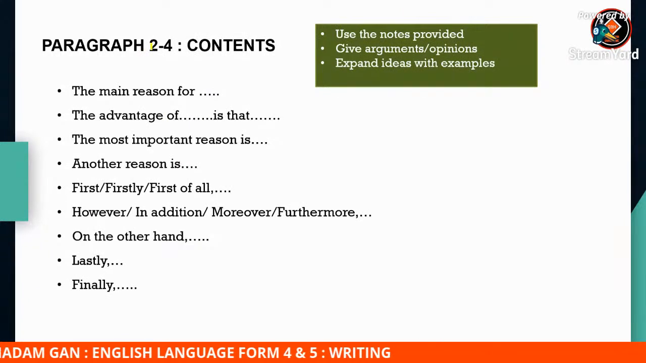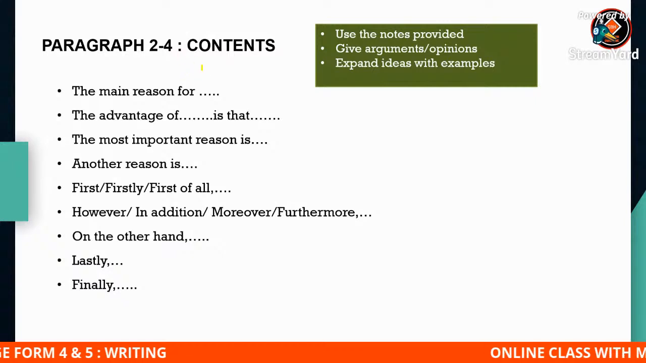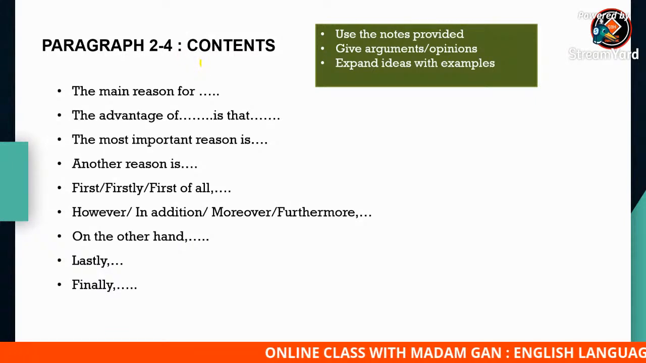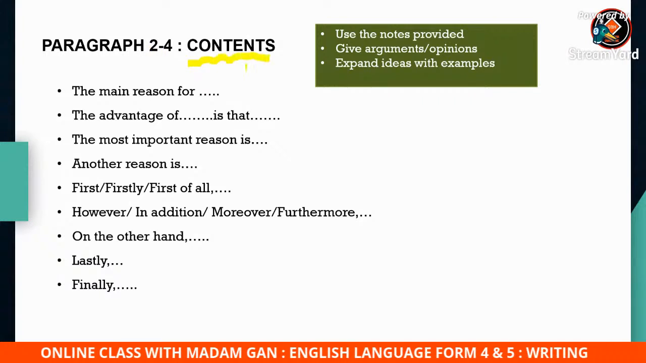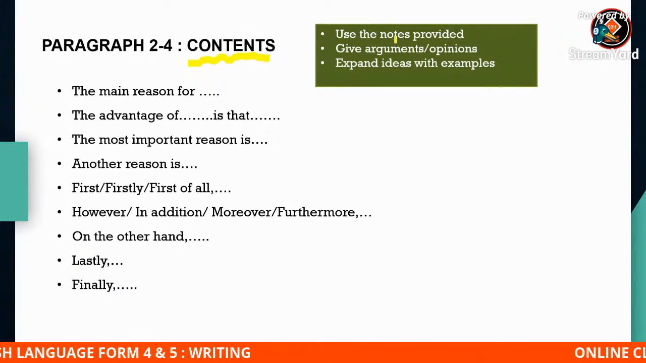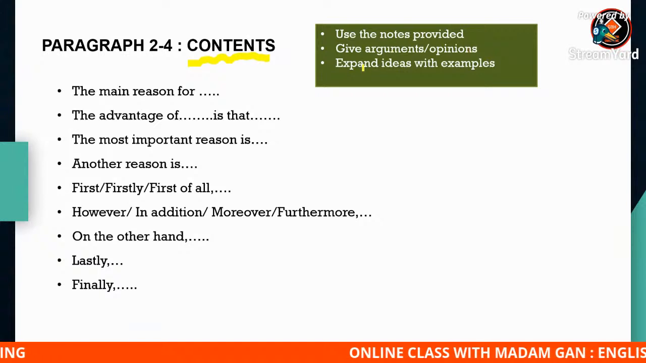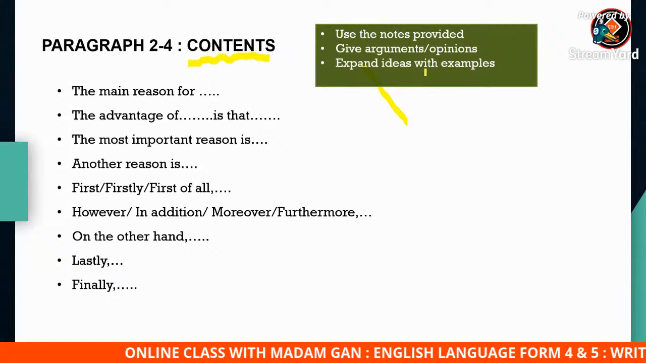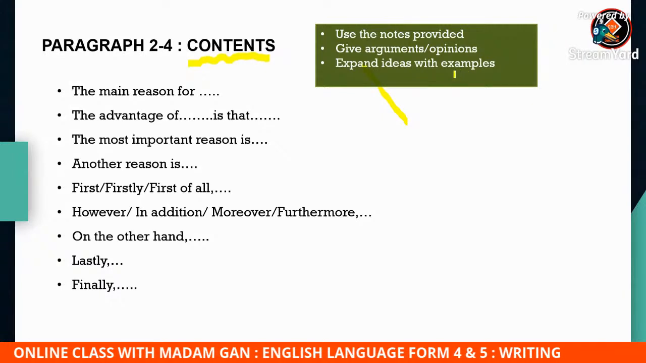Next, we have paragraph 2, 3, 4, or it's up to you, okay? But you shouldn't extend until 5 or 6 because remember, only about 150 words. So paragraph 2, 3, and 4 are contents. Okay, use the notes provided or use the WH questions, the guided questions. Okay, give arguments or opinions. And remember, expand. Expand is elaborate ideas. And if possible, you can give some examples.